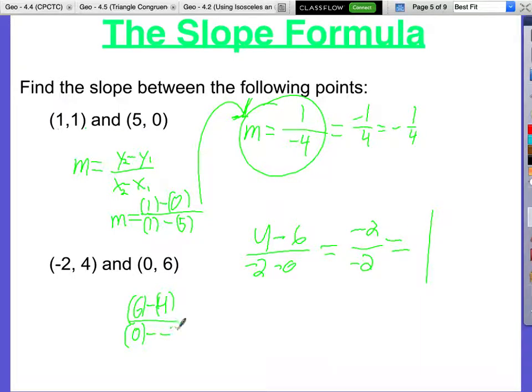Yeah, you're not escaping that. Hey, what's a negative minus a negative? Positive. What's 6 minus 4, Peyton? 2. Okay, what's 0 plus 2? 2. What's 2 divided by 2? 1. Do we get the same thing? No, we don't get the same thing. Okay.